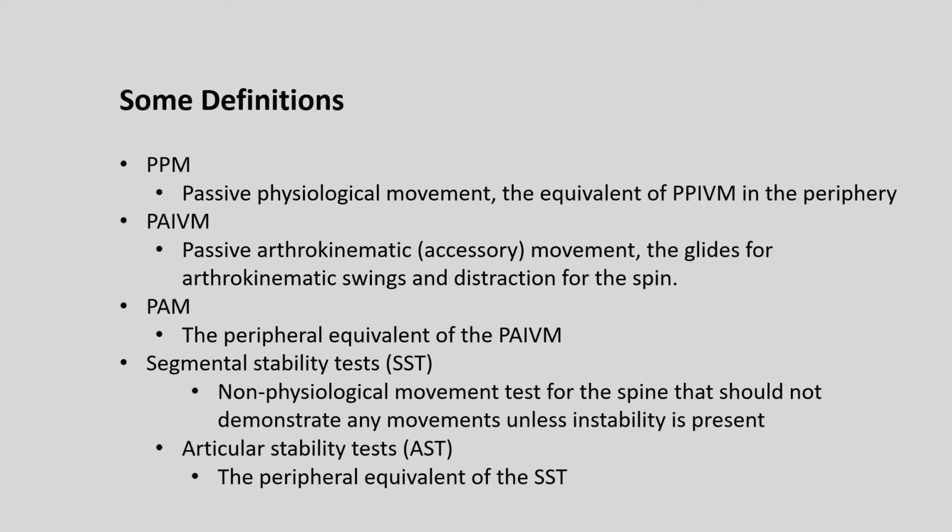The PPM is the equivalent of the P-PIVM in the periphery, and this includes abduction, adduction, medial and lateral rotation, and flexion and extension. The PAM and PAVM are the joint glides, or for arthrokinematic spin, it is distraction. It differentiates articular from extra-articular hypomobility. Segmental and articular stability tests determine if a hypermobility is also unstable.